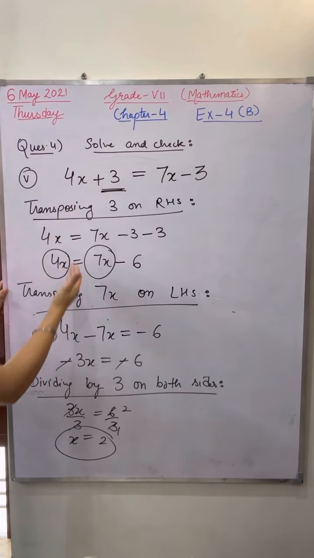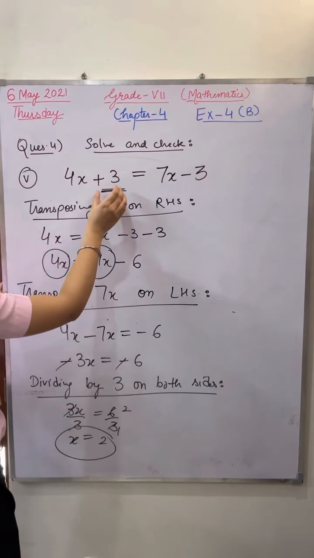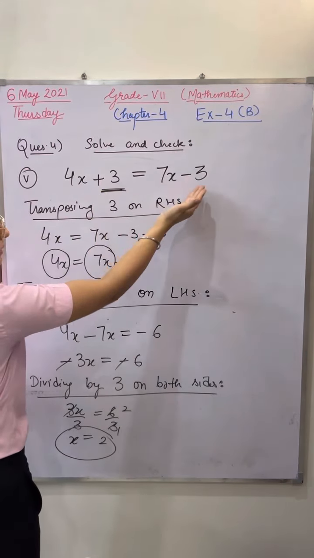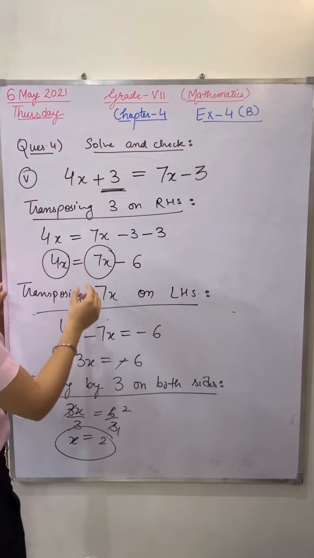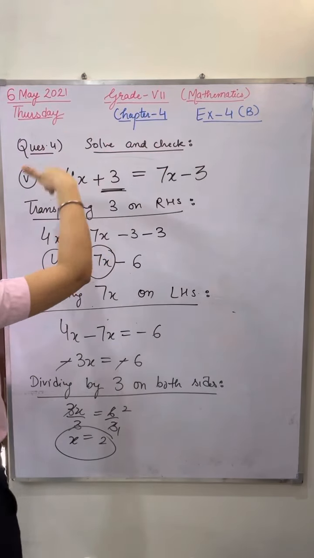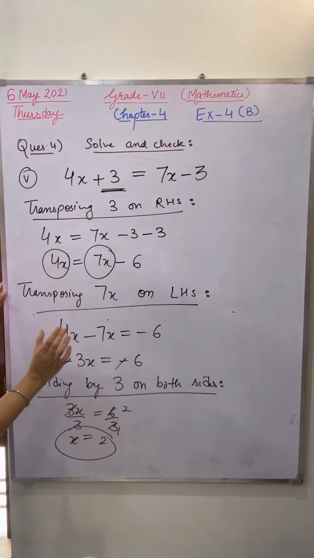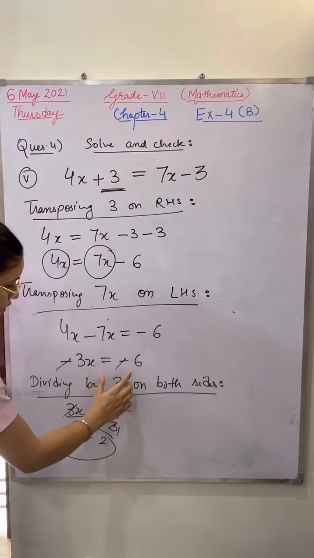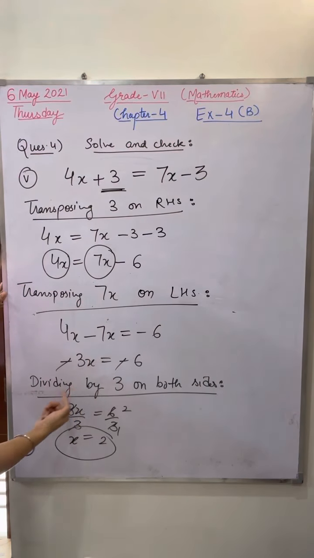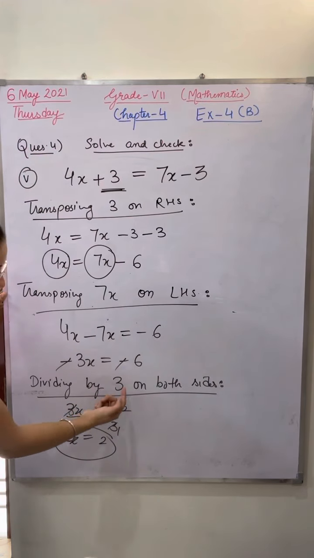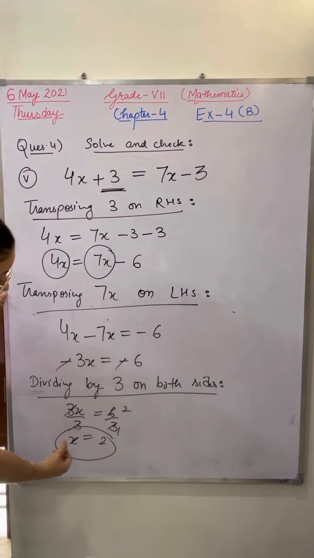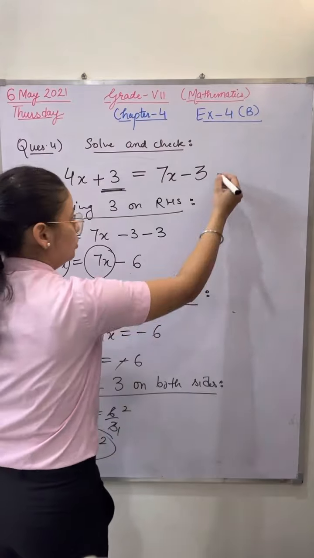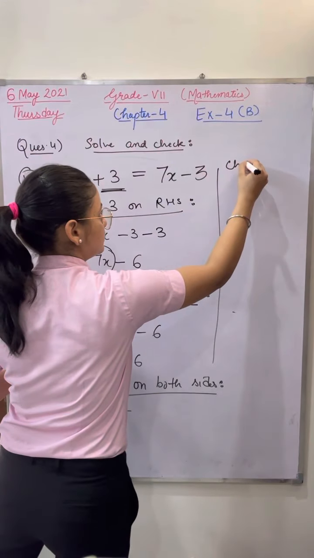So same steps I have done. I have shifted the constant value here by transposing method. Then I shifted the variable value on the left hand side with the transposing method. After that 3x is equal to 6 is left. Then I have applied the division method. Dividing by 3 on both the sides. And you will get your answer x is equals to 2. Now you can check your question.